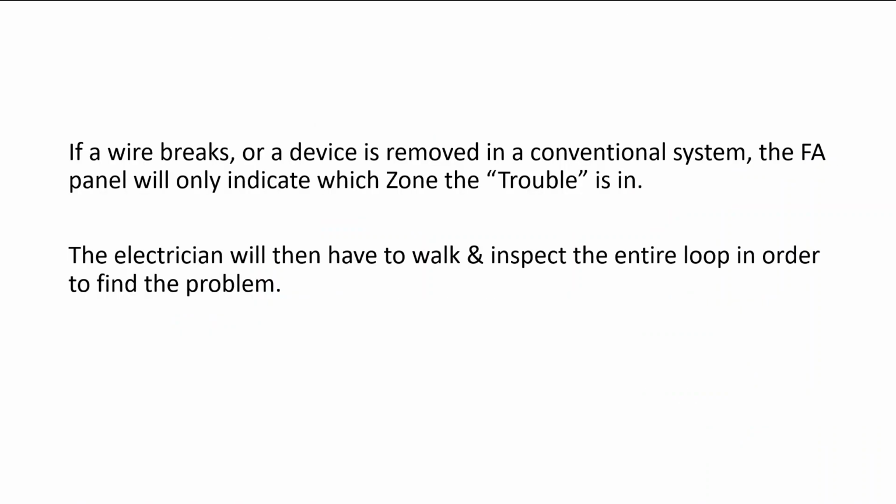If a wire breaks or a device is removed in a conventional system, the fire alarm panel will only indicate which zone the trouble is in. The electrician will then have to walk and inspect the entire loop in order to find the problem.